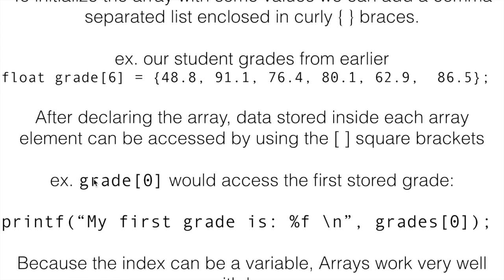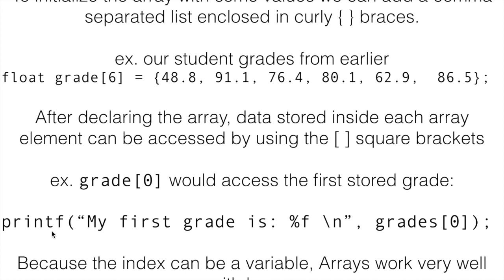So for example, if I were to write this little bit of code, grade, and then within the square brackets put index 0, this is how we would indicate that we want to access the first stored grade. Remember that these indexes start at 0, so the first one goes into index 0, the second one goes into index 1, and so forth.